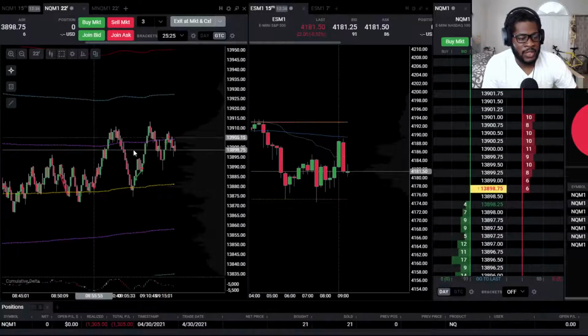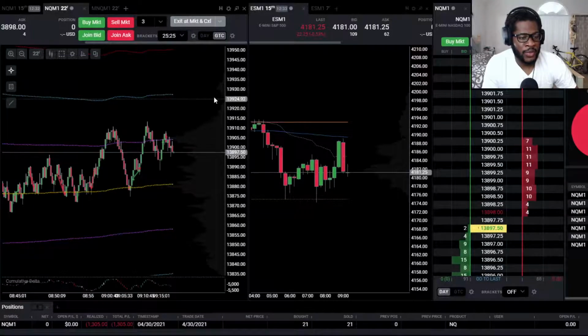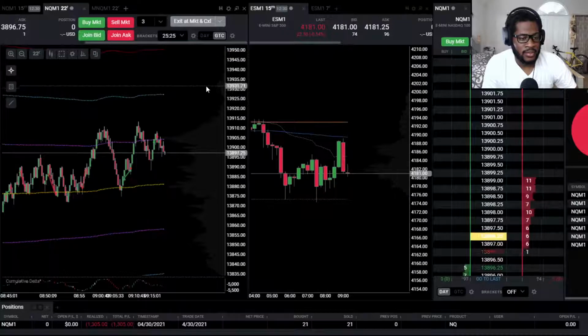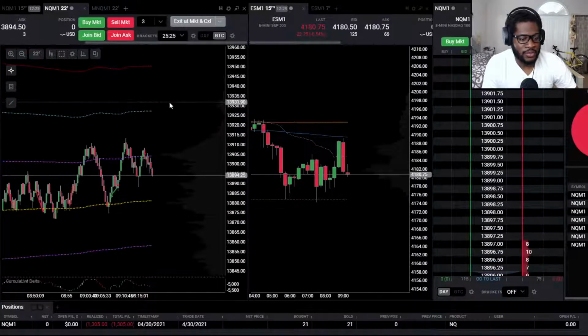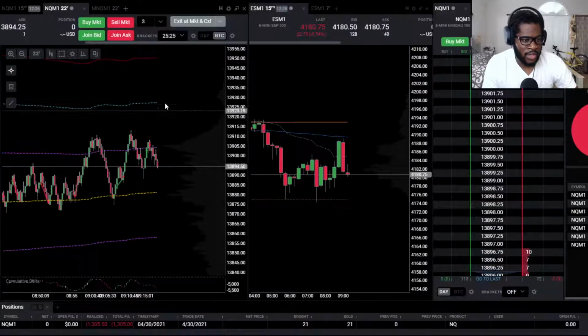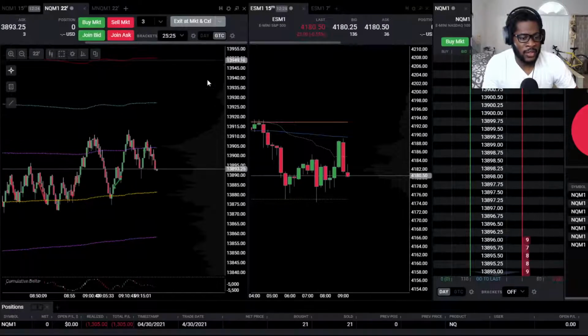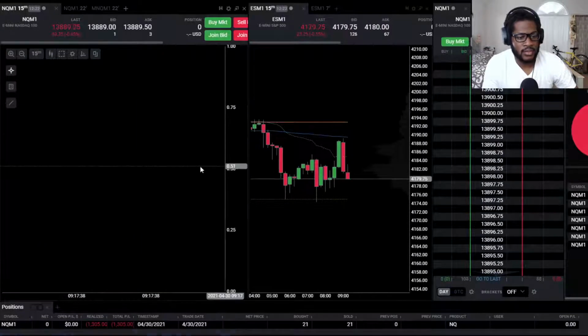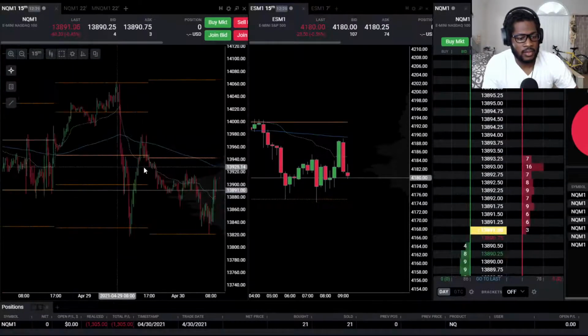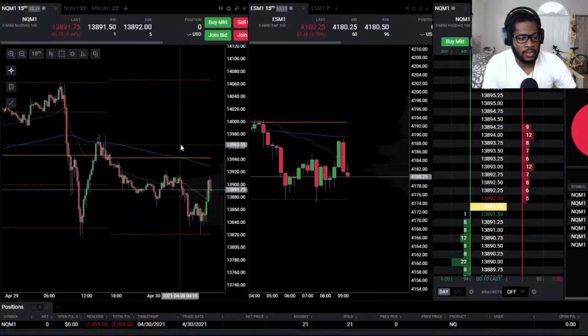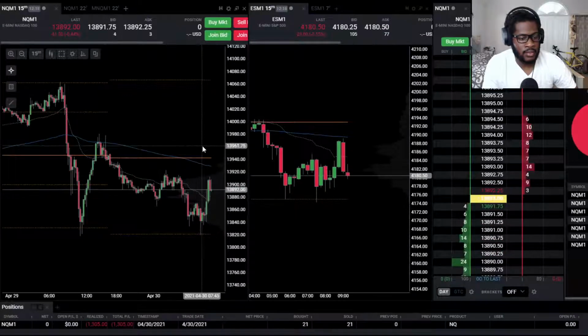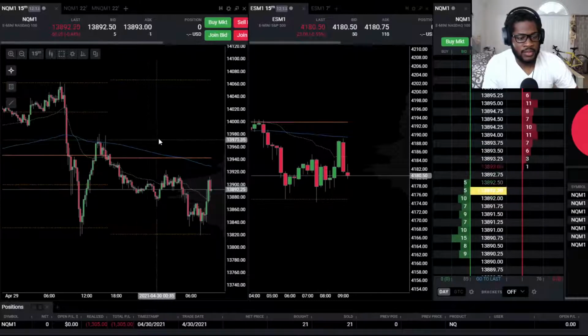If it breaks above this area here and pushes anywhere into this area, into like the +2, I think wherever it pulls back from that, it'll still go to 14K. We'll see.